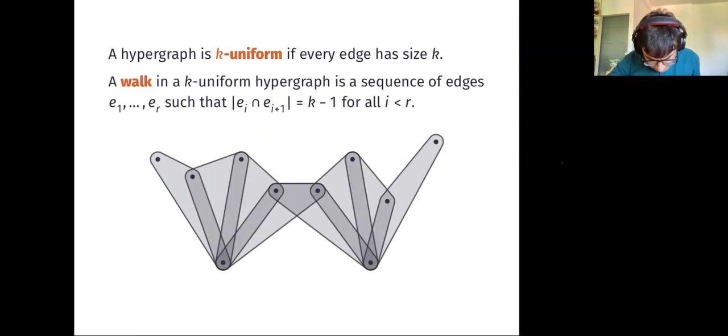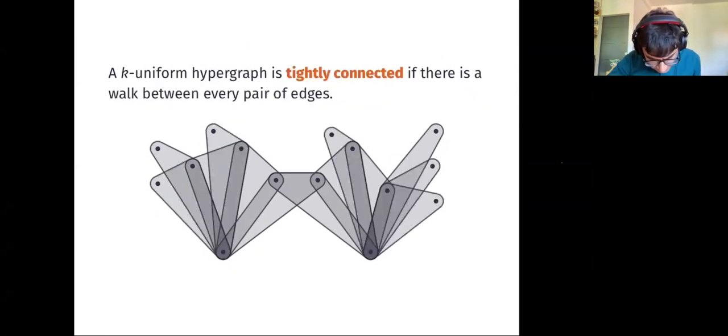So I am interested in defining walks because by using walks, I can define a concept of connectivity in hypergraphs. I will say that a hypergraph is tightly connected if between every pair of edges I can find a walk which begins in the first edge and ends in the second edge. And this hypergraph, which you can see here, is actually a tightly connected one, which maybe you can check. We are interested in this concept of connectivity for hypergraphs because it will allow us to say something about powers of cycles in graphs.